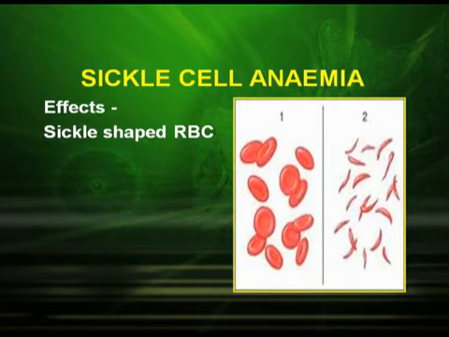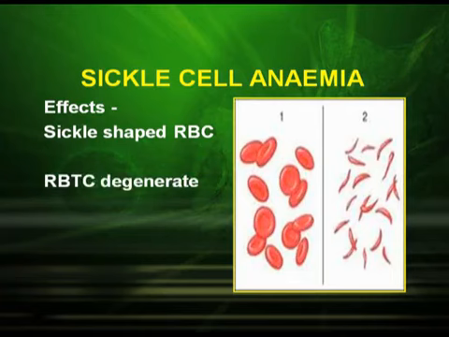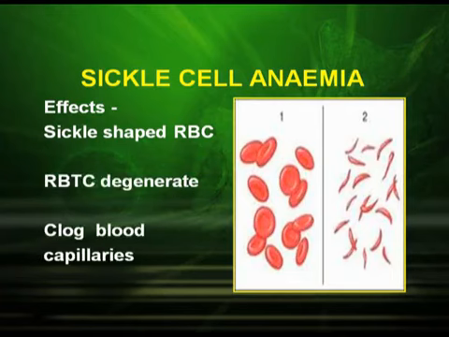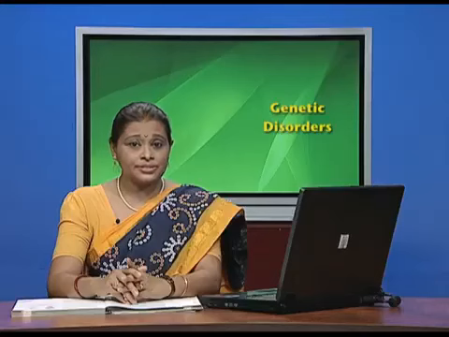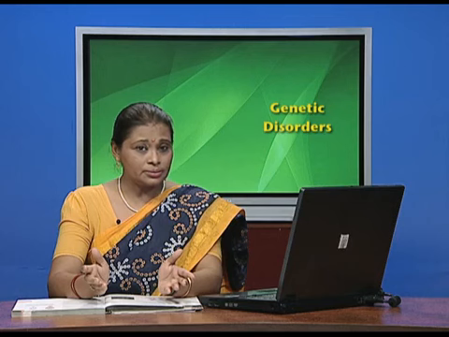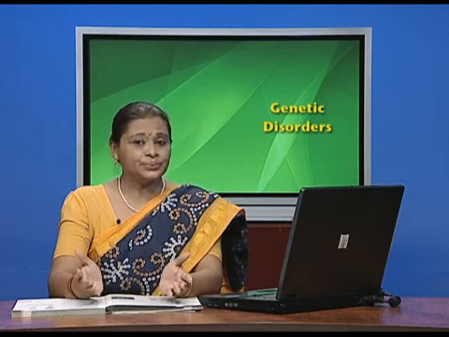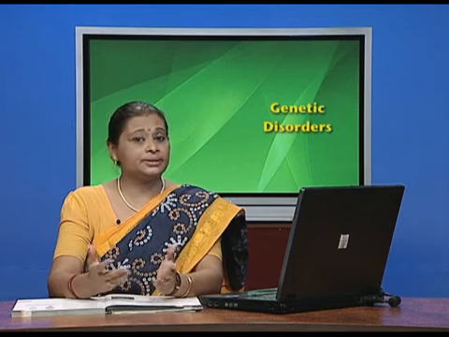Here in the picture, we can clearly see the difference between the phenotype of the sickle cells and the normal RBC. So now let us see what the effects of such RBC are. When the RBC is sickle shaped, the RBC degenerates. It clogs blood capillaries. So now you can judge what will happen. If the blood capillaries are clogged, there will be insufficient flow of oxygen. It will lead to breathing problems and ultimately death.